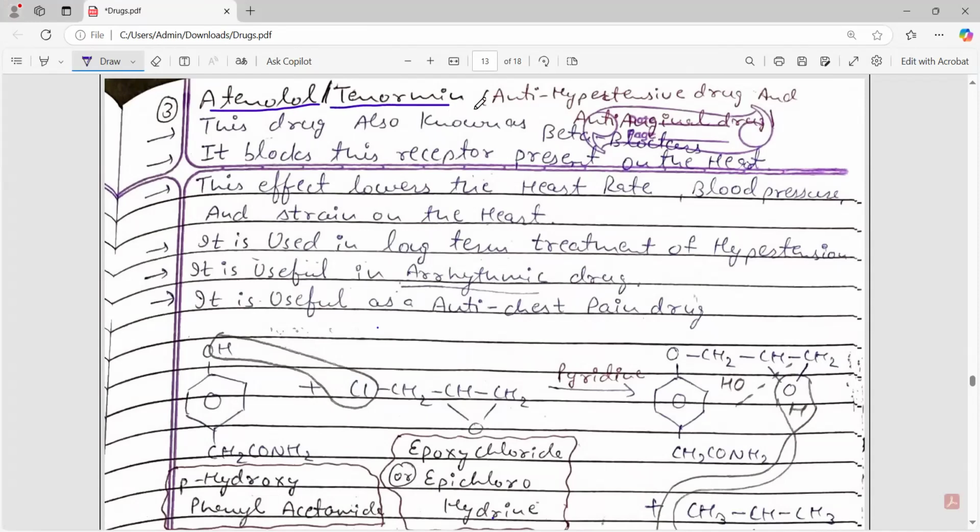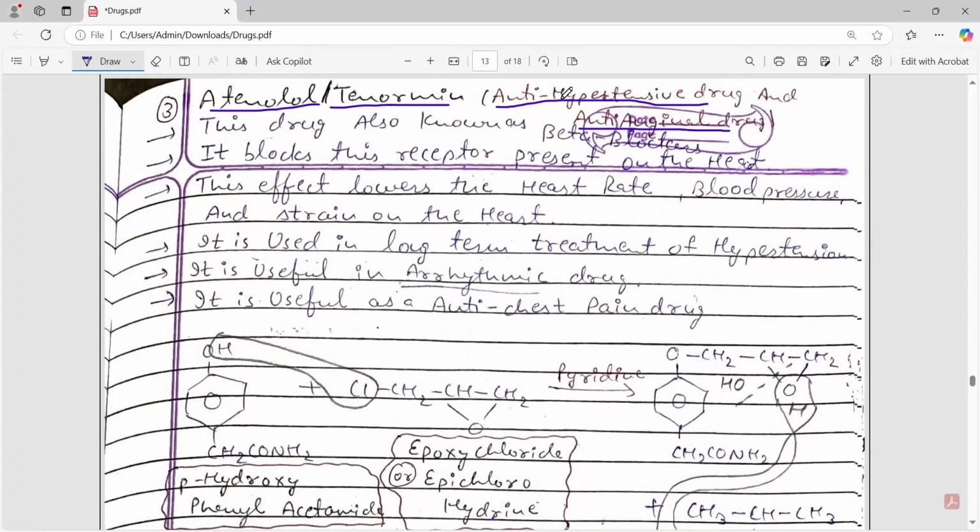In your university exam, they may ask you to write the synthesis of atenolol, or discuss the synthesis and mode of action for tenormin. Both questions are the same. It is a subclass of anti-hypertensive drugs and anti-anginal drugs. Anginal means heart disease related drug.